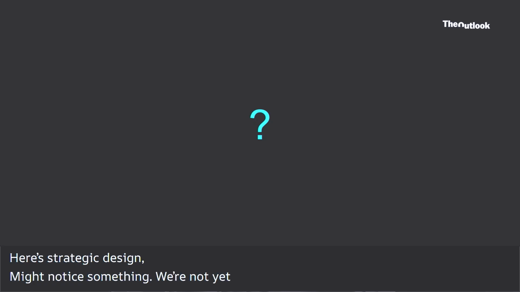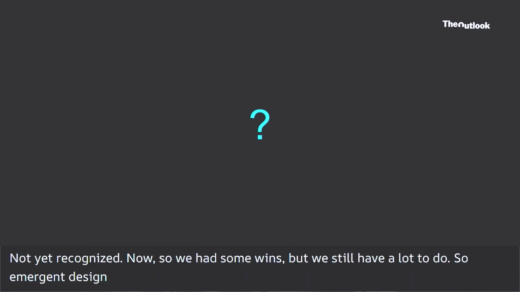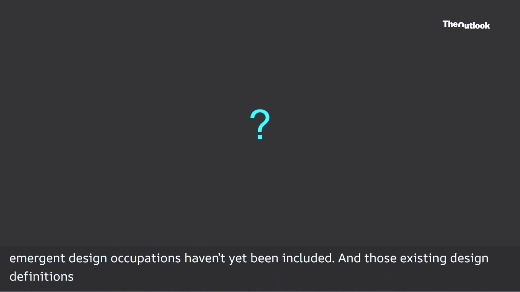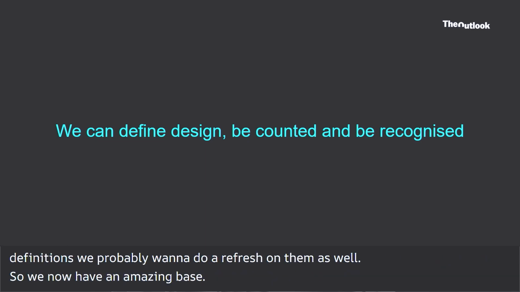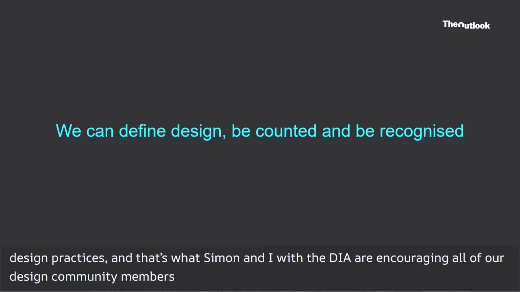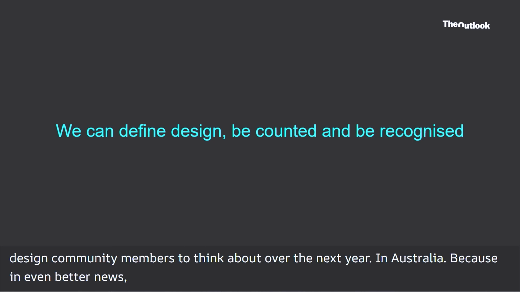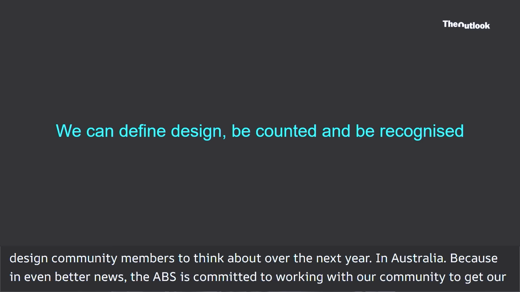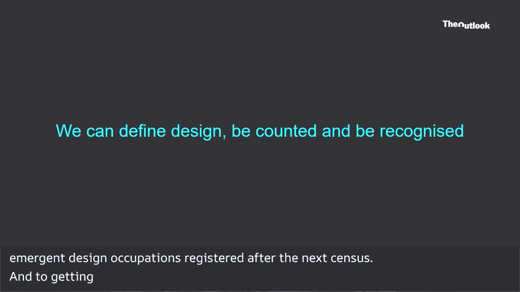We're not yet recognised. Now, so we have some wins, but we still have a lot to do. So emergent design occupations haven't yet been included. And those existing design definitions, we probably want to do a refresh on them as well. So we now have an amazing base to define design for all of us and include emergent design practices. And that's what Simon and I, with the DIA, are encouraging all of our design community members to think about over the next year in Australia. Because in even better news, the ABS is committed to working with our community to get our emergent design occupations registered after the next census, and to getting all of our descriptions updated as well.